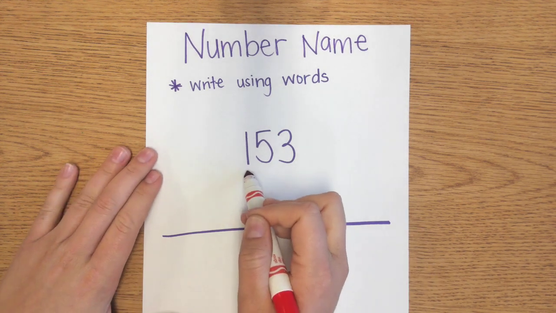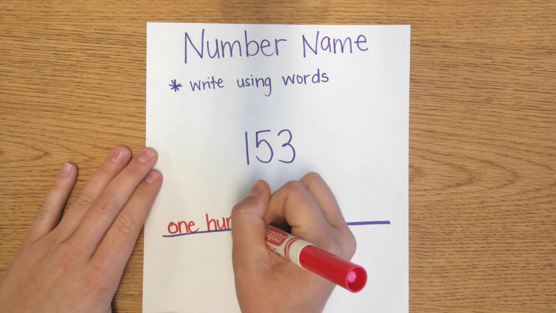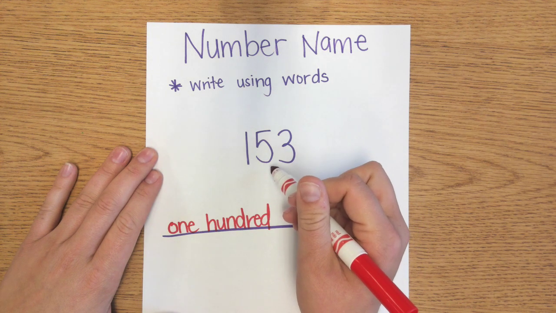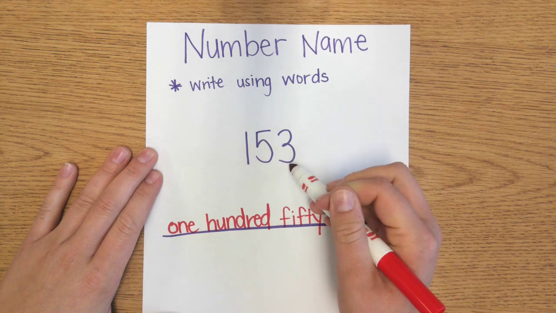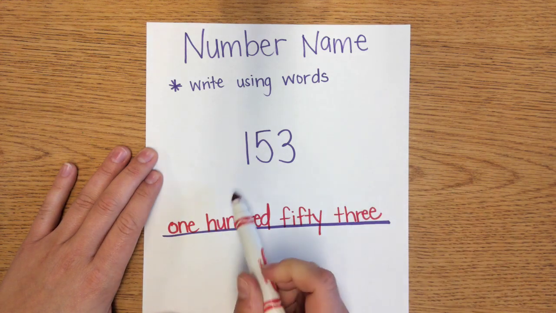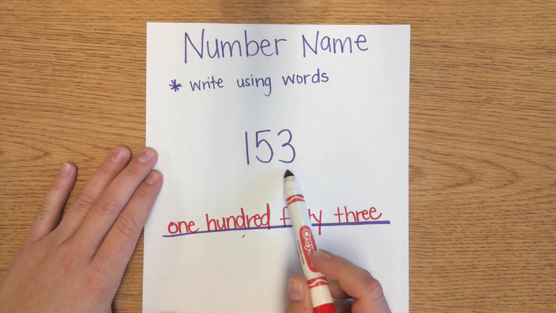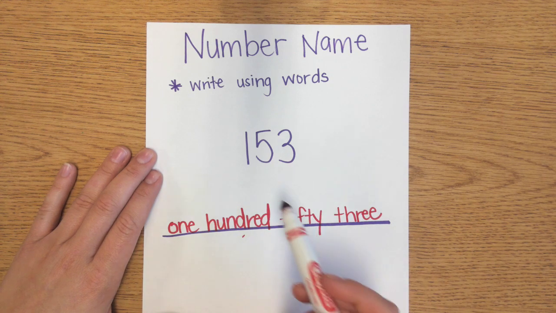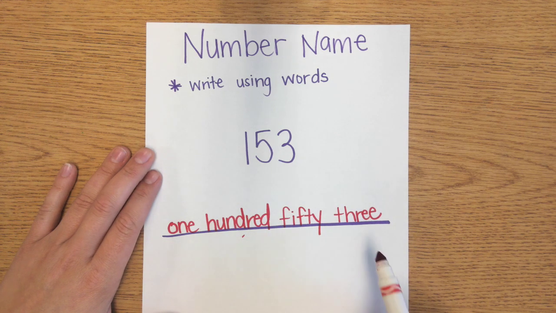So I know I have 100, so I'm going to write down 100. I know that 5 tens is 50, so I'm going to write down 50. And I know I have 3 ones, so that would just be 3. So I looked and I know I had 100, 5 tens was 50, and 3 ones was 3. So writing it using words is 153. It's as I say it, that's what I would write down.